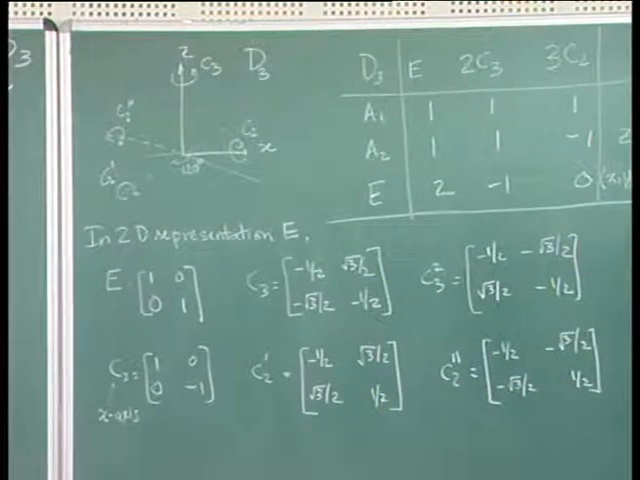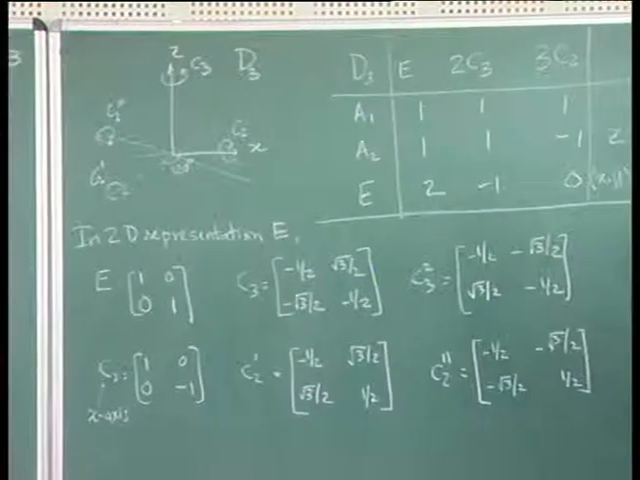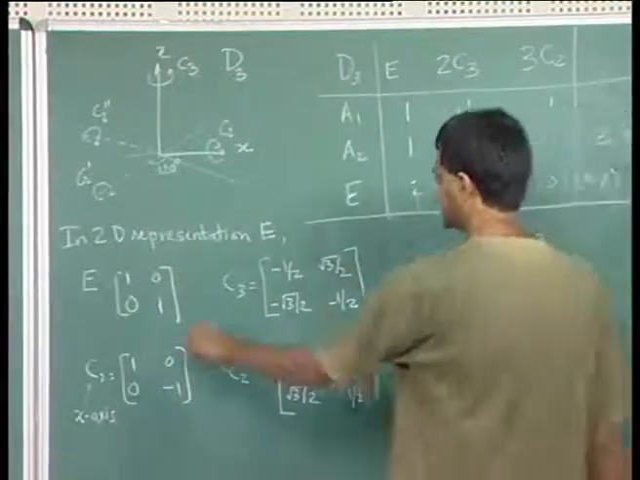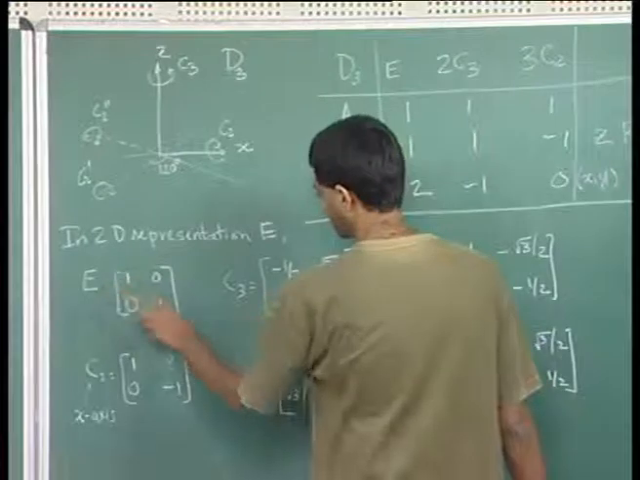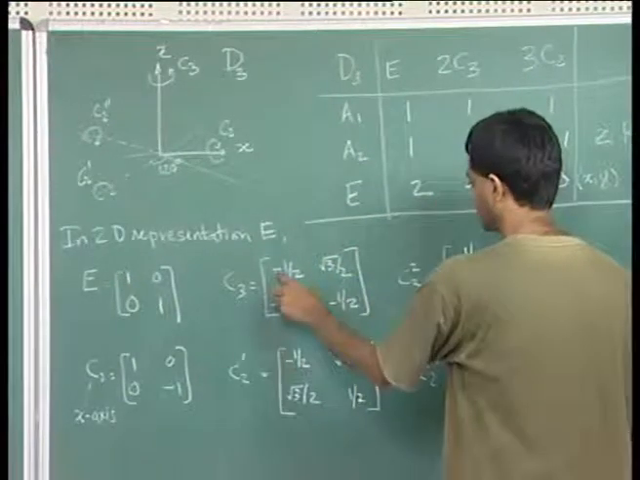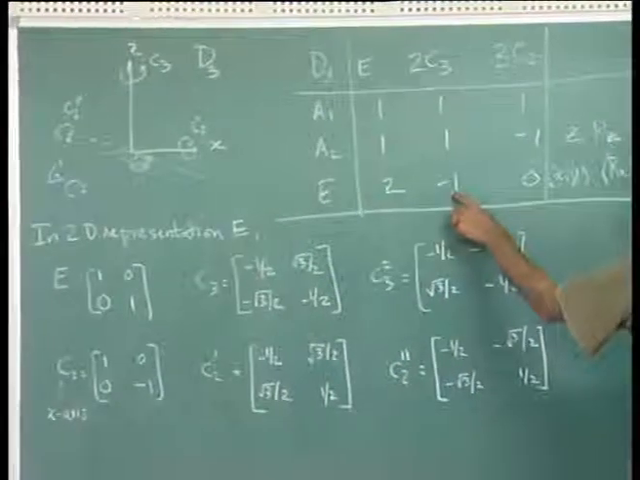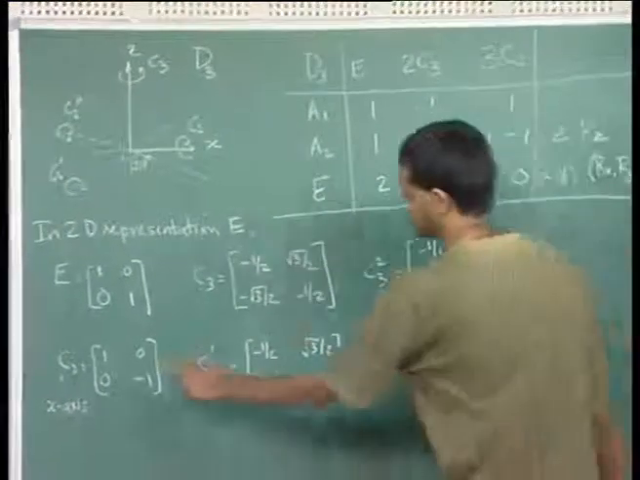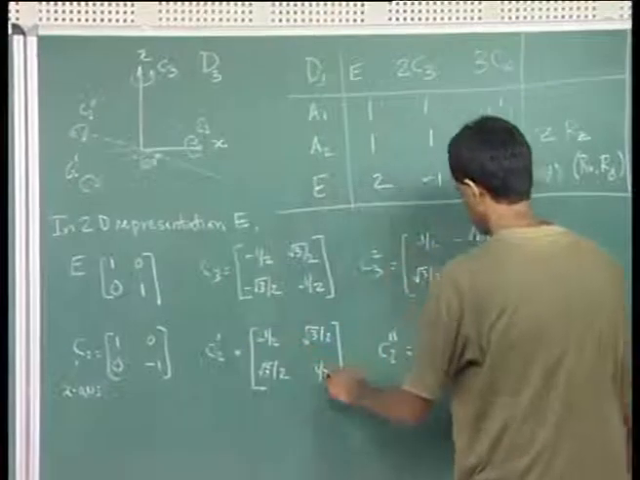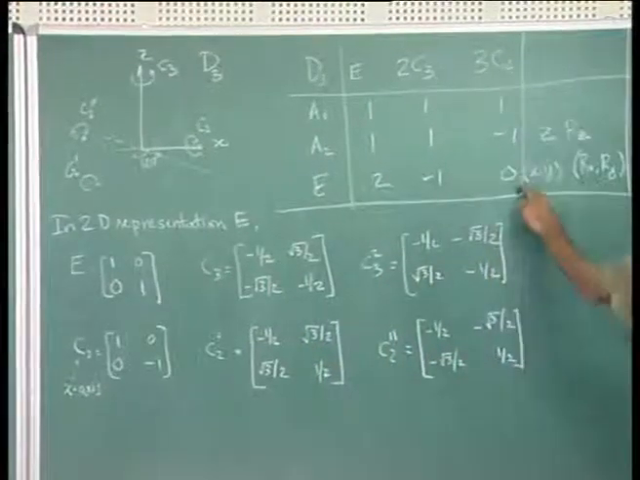Okay, so these are the various matrix elements. Notice that the character of E is 2, which is here. Character of C3 is -1. Character of C3 square is -1, and both these are here. Character of C2 is 0. C2 prime is 0 and C2 double prime is 0, and that is here.